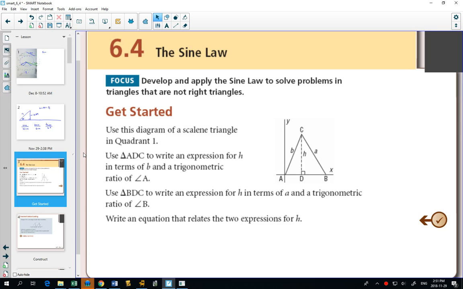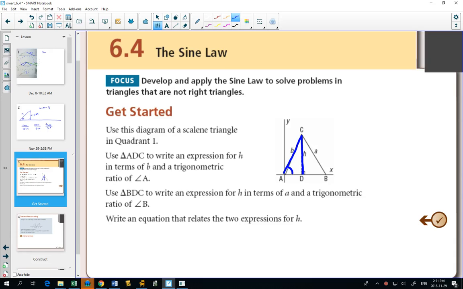Okay? So this is grade 10. You've got a right angle triangle. If you were going to use angle A, you wanted to write something with H and use side B, would you use sine, cos, or tan? Angle A, side H, and side B. You would use sine because H is the opposite side and B is the hypotenuse.